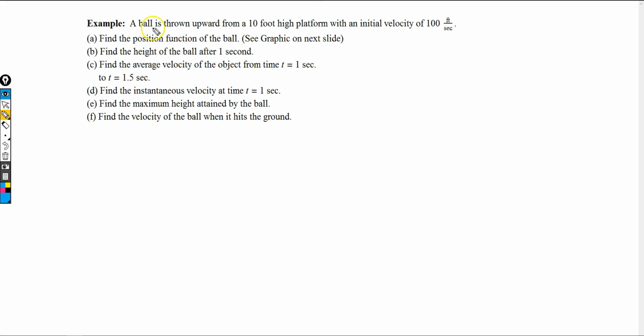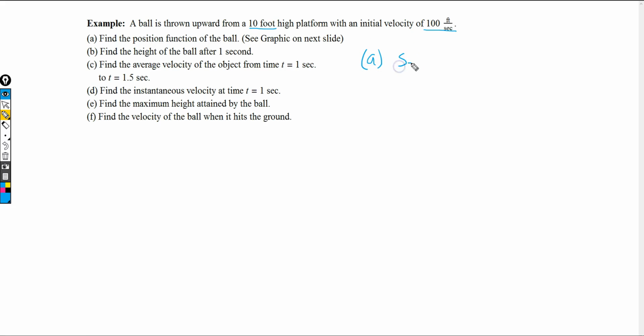So here we're assuming that a ball is thrown upward from a 10-foot high platform with an initial velocity of 100 feet per second. So first of all, for part A, let's find the position function of the ball. Let's find the s of t. So I'm going to put my work over here.